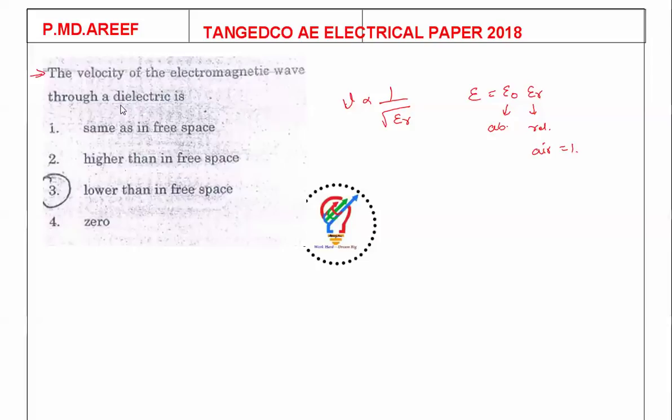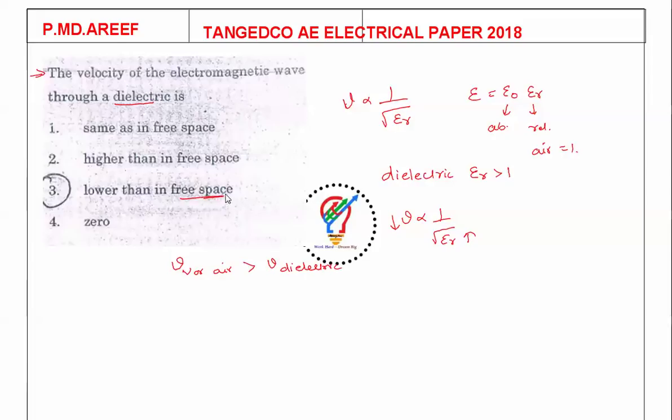Now they are asking about a dielectric medium. For a dielectric, epsilon r is greater than 1. As V is inversely proportional to the square root of epsilon r, which is a high value, the velocity is less. So the velocity in vacuum or air is greater than the velocity in a dielectric. The answer is: the velocity of an electromagnetic wave through a dielectric is lower than in free space.